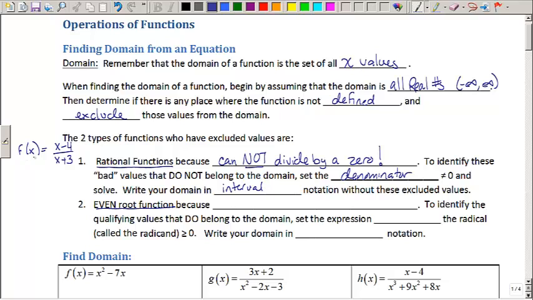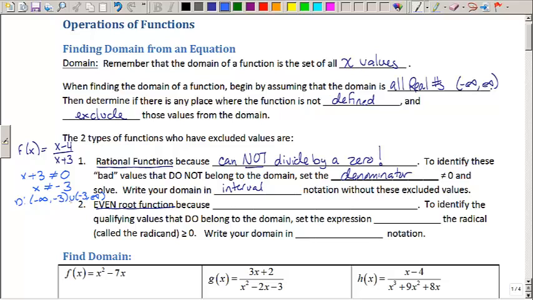So for the example that I gave you, f of x equals x minus 4 over x plus 3, because we have an x in the denominator, this is a rational function. And because we have a rational function, we have to exclude values of the domain. The value we're going to have to exclude is where the denominator is equal to 0. So I'm going to set this denominator not equal to 0. So x is not equal to negative 3. And my domain would be all the values that are not equal to negative 3. That would be negative infinity to negative 3, union negative 3 to positive infinity.